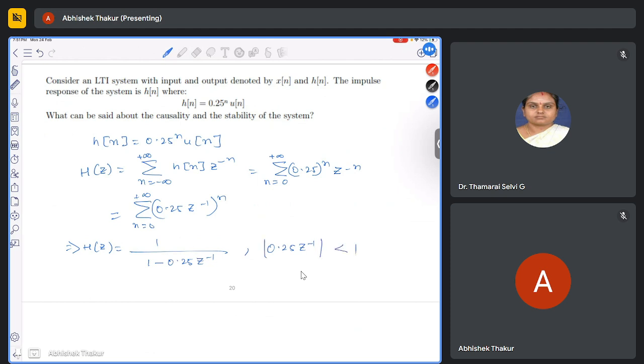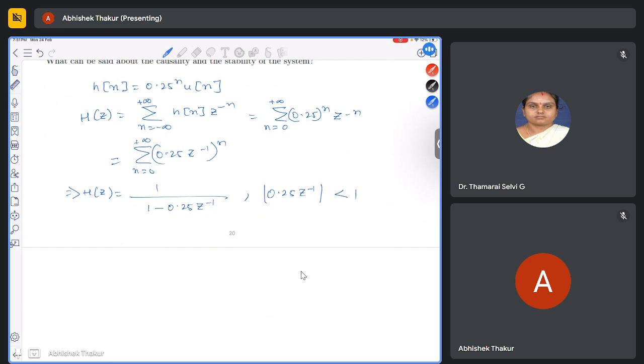This is less than 1. So the first point concluded is that the Z transform has one pole at Z equal to 0.25, and the ROC is mod of Z greater than 0.25, because here you will do 0.25 by Z less than 1, so this will be mod of Z greater than 0.25.